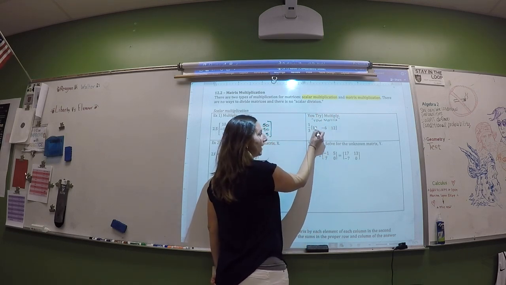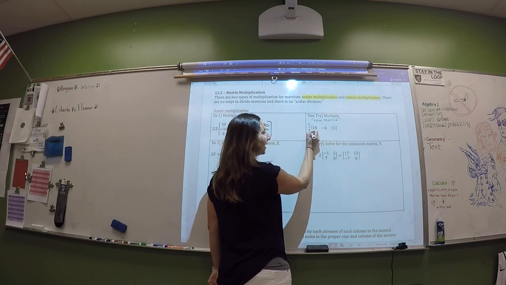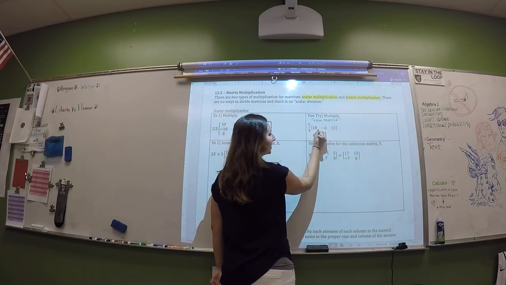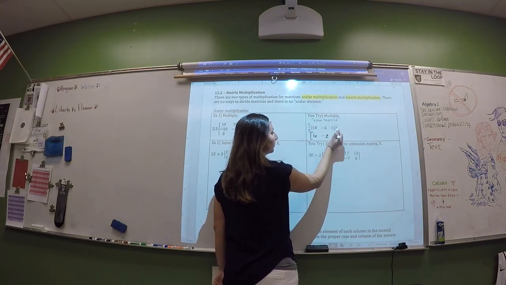If your scalar is a fraction, your numbers are going to essentially be divided by this guy. So 18 divided by 3 is 6. A third of negative 6 is negative 2. And a third of 12 is 4.